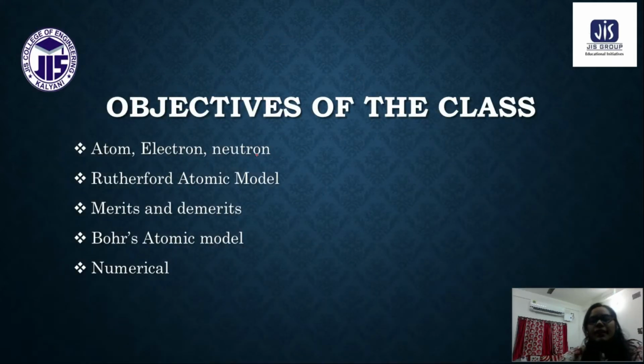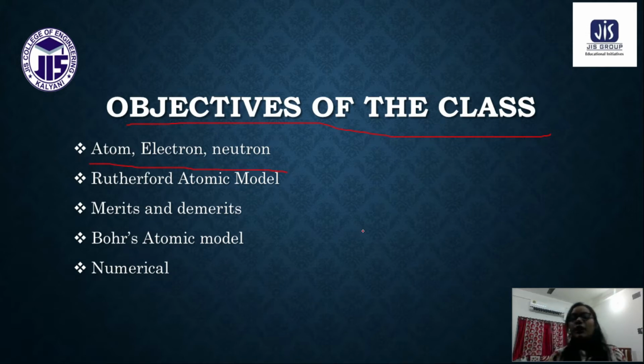Let's have a look at the objectives of today's class. Today we discuss the atom, electron and neutron, generally the atomic structure. Next we will discuss the Rutherford atomic model, his experiment, and the merits and demerits of the Rutherford atomic model. That also we will discuss.